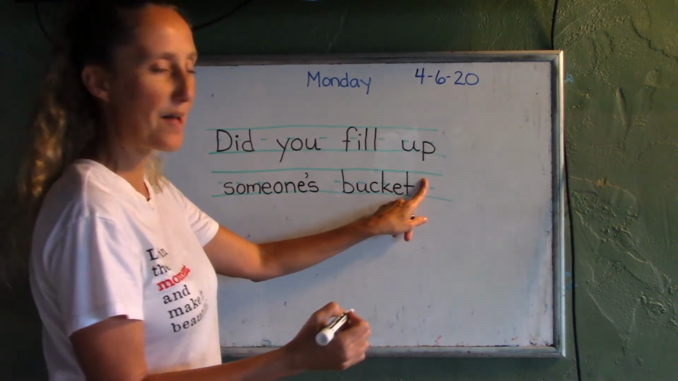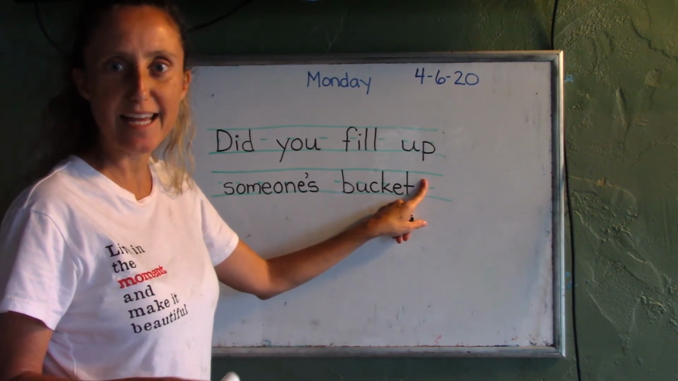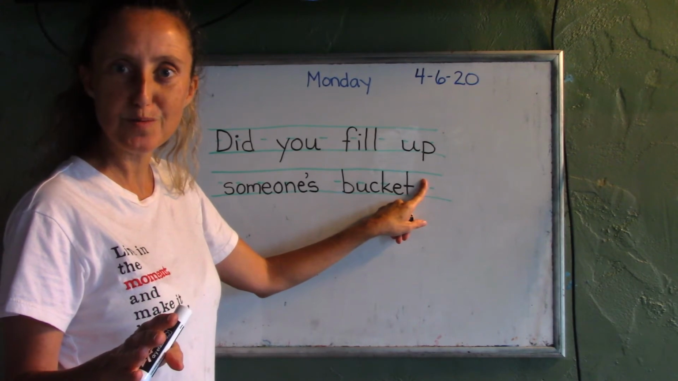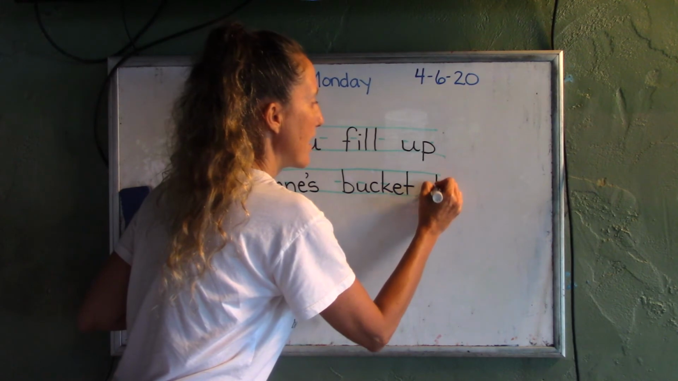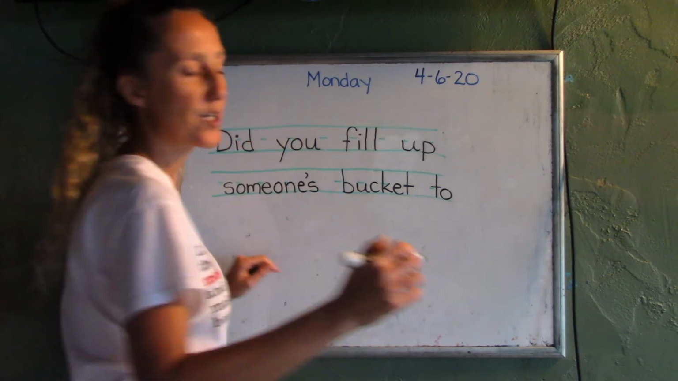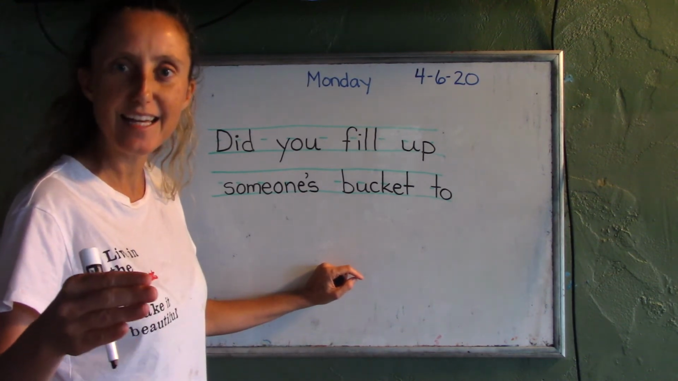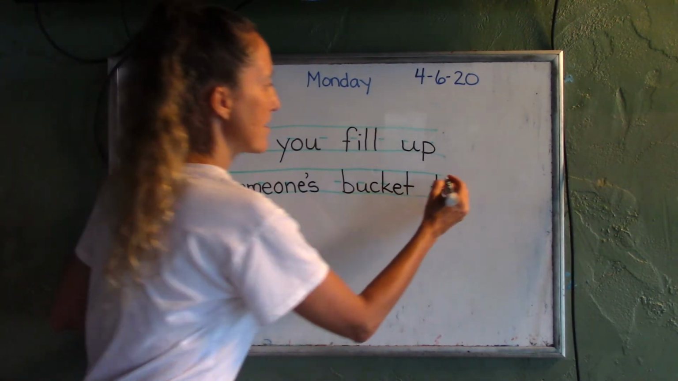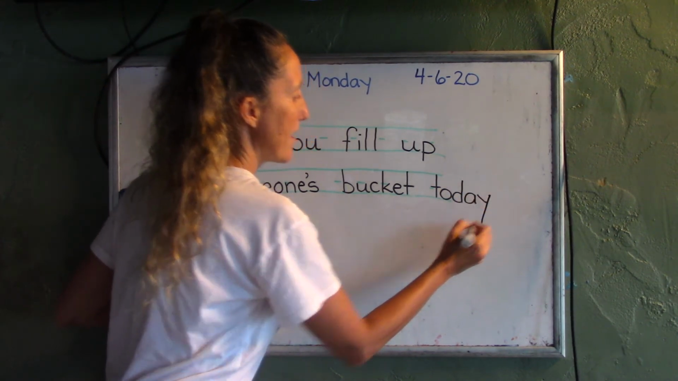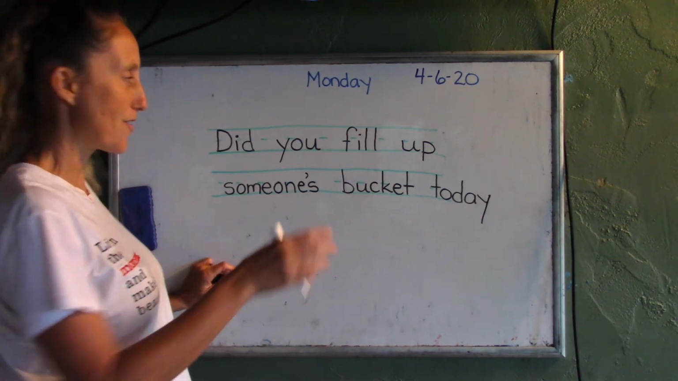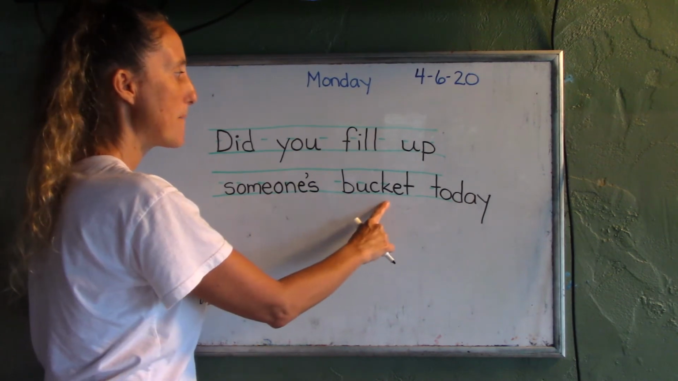Bucket, make sure you have your space. Today, and today is also a compound word. Today. To, how do you spell to? Like I'm going to the store, right? T-O. And the other part of that compound word is day. How do you spell day? Like in Sunday, Monday. D-A-Y. So let's attach that. D-A-Y. Let's read what we have so far. Did you fill up someone's bucket today?